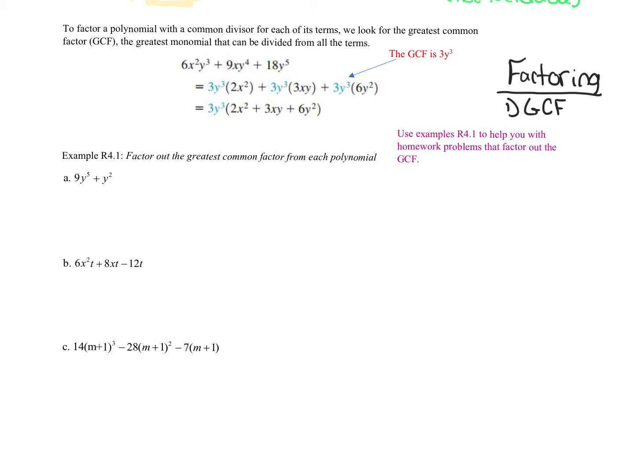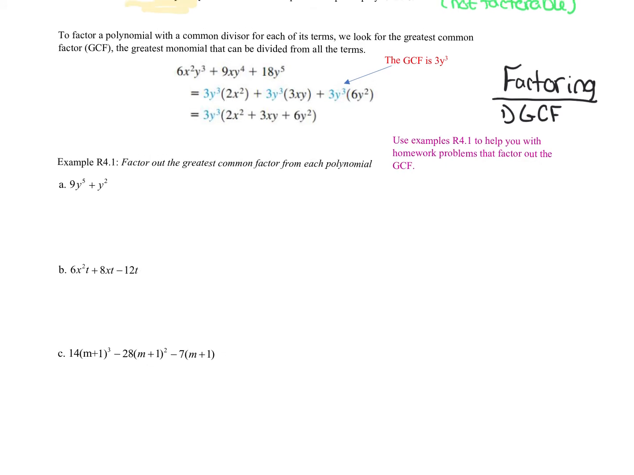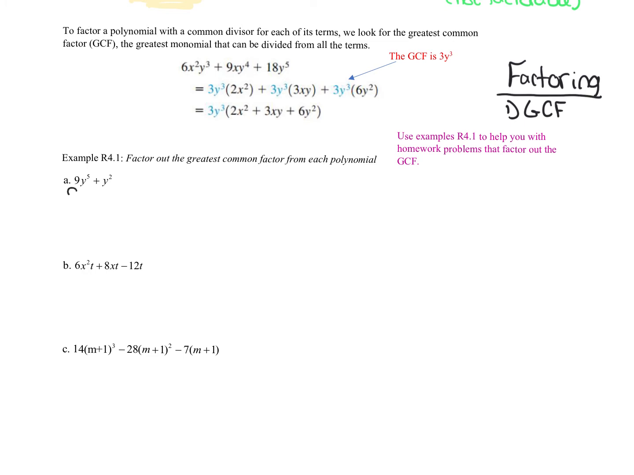So if we look at letter A, I'm going to rewrite this. This is really 9y to the fifth. Y to the fifth means that we've multiplied y by itself, or times y, 5 times. So 1, 2, 3, 4, 5. Plus, don't forget in front of this y squared there's a 1. So plus 1, and then y squared means y times y.